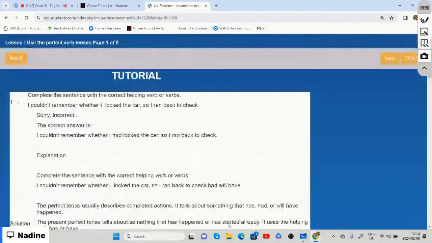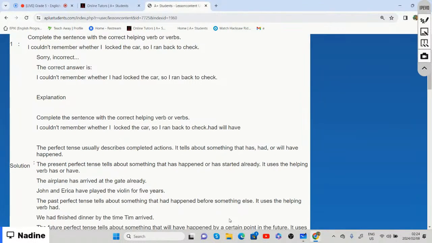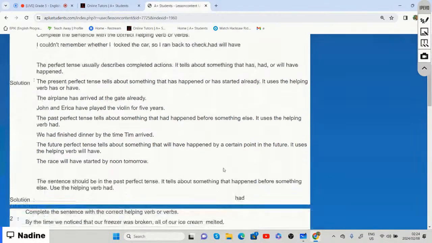All right. So now we are using the perfect verb tense. And we made mention already of the present tense, the past tense, as well as the future tense. And the present perfect tense tells us about something that has happened or has started already. And we say that it uses the helping verb has or have.